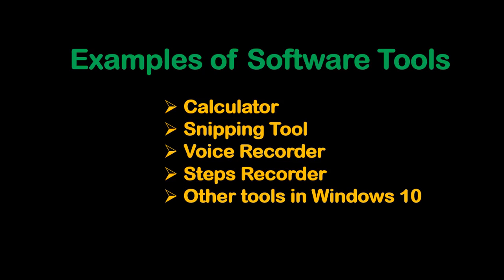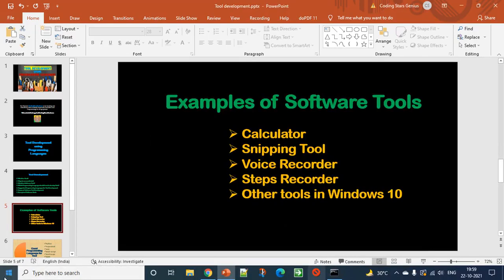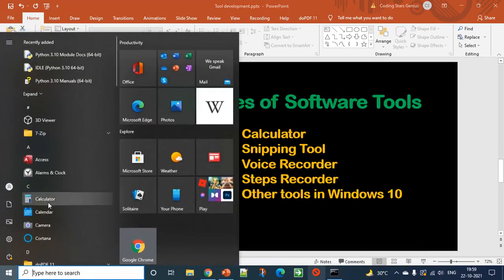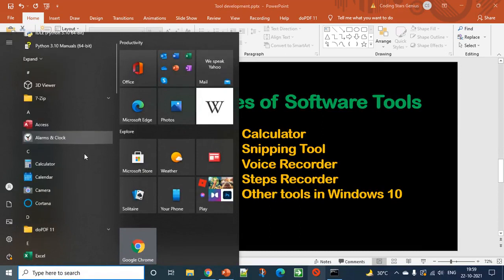There are other tools that are available in Windows. If you open your start menu and do a search, there are several tools by itself. For example, clock and alarm. It's a tool by itself. It helps you to see the time as well as set alarms. Calendar, again, calendar is a tool.